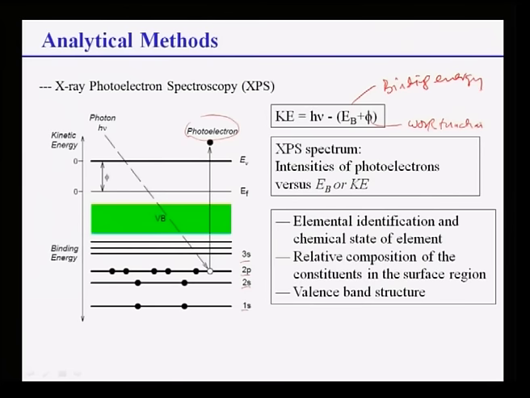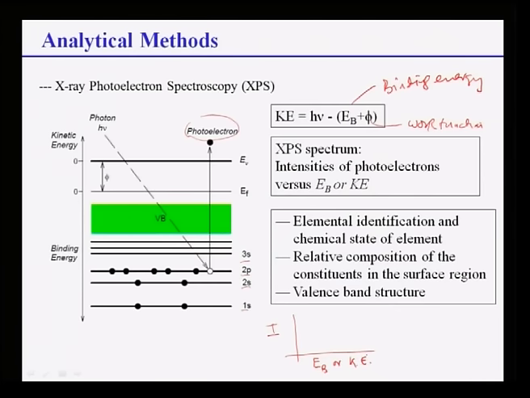That's how we denote it. So the binding energy is the energy with which this electron is bound to the nucleus. So an XPS spectrum can basically plot the intensity of the photoelectrons versus either the binding energy, that is Eb, or the kinetic energy. They are related, as you can see.